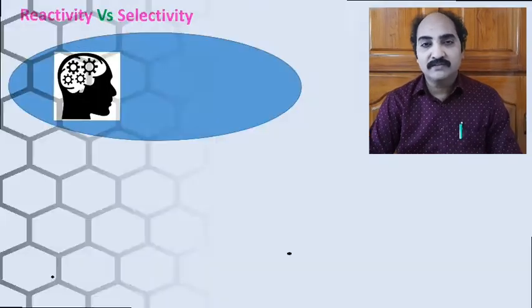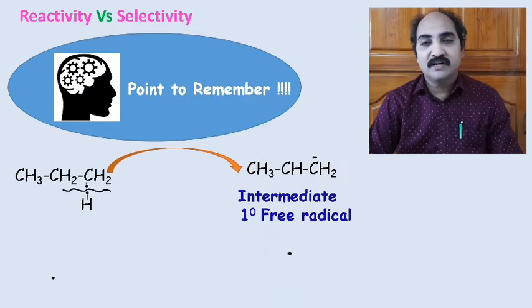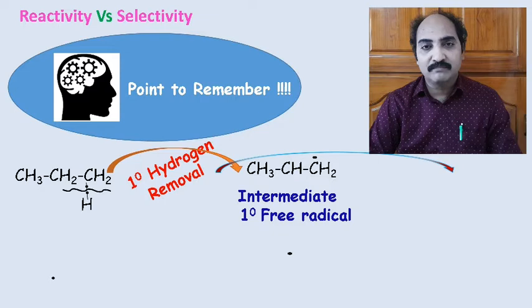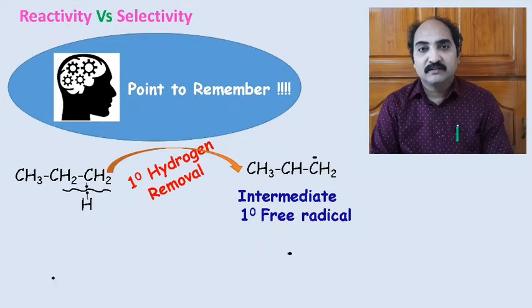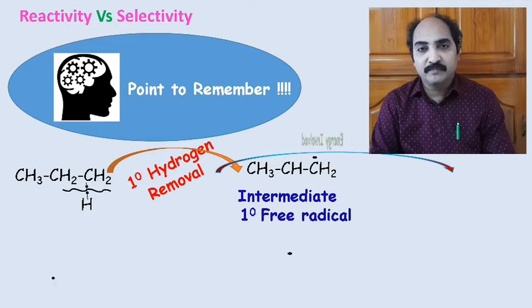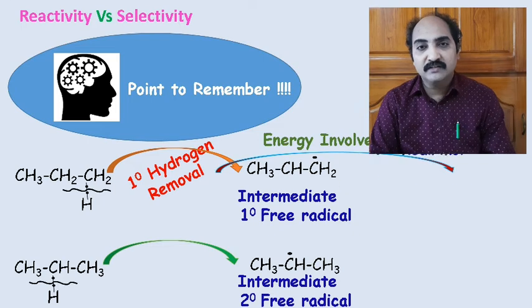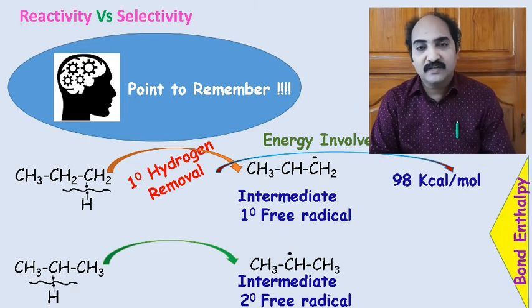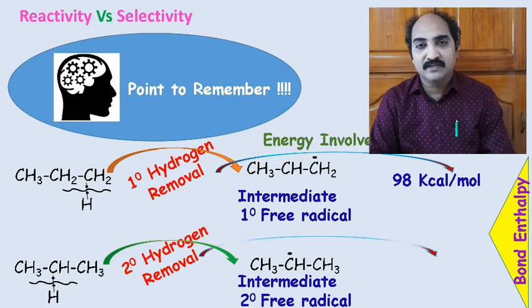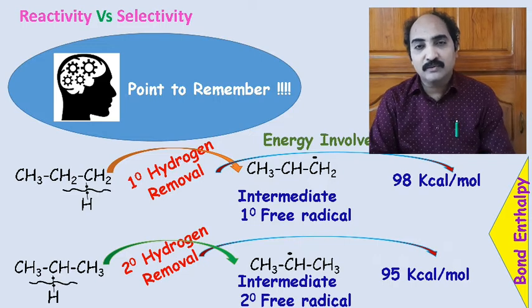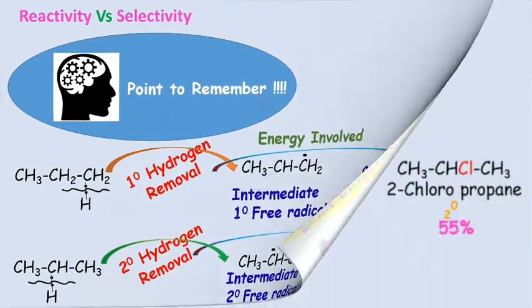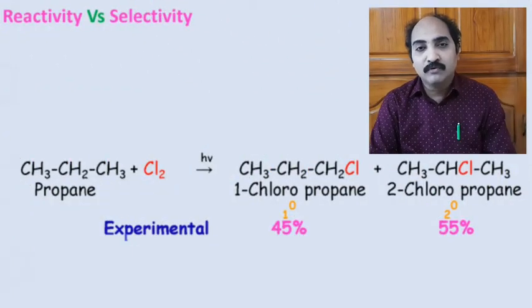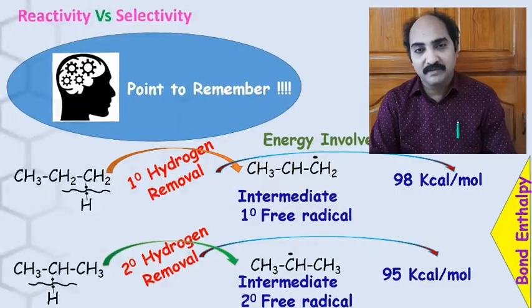Not only that, if we consider the experimental bond dissociation energies of the C-H bond, when it is connected to primary carbon and secondary carbon, they are different. In what way are they different? The primary carbon-hydrogen experimental bond dissociation energy is 98 kilocalories per mole, whereas the secondary carbon-hydrogen bond dissociation energy is 95 kilocalories per mole. As a result, this 3 kilocalorie per mole energy difference makes all the magic that we are observing, and we are getting more secondary product compared to primary product.